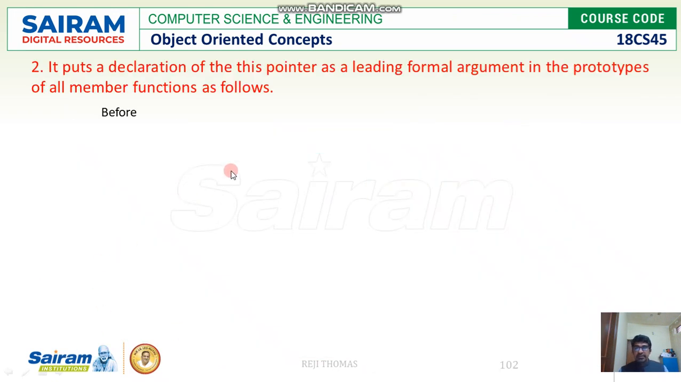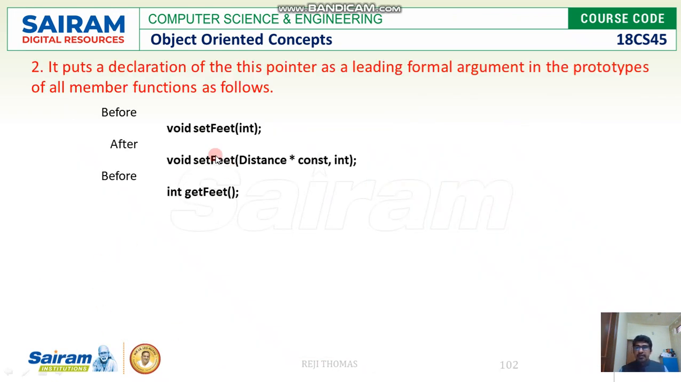The second change is that every function declaration will be converted into a different format. For example, if you look at the screen, you can find a function declaration, which we call a function prototype. We have a set feet function which takes a single parameter. This will be converted into a different format where the this pointer is going to be the leading formal argument. Look at this, I'm talking about this.